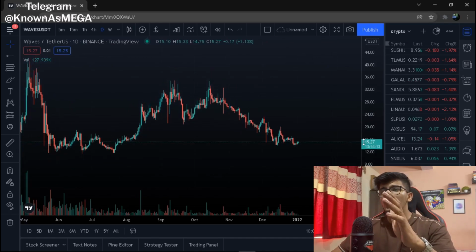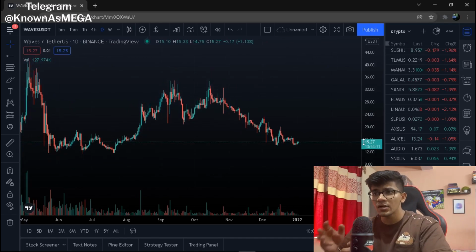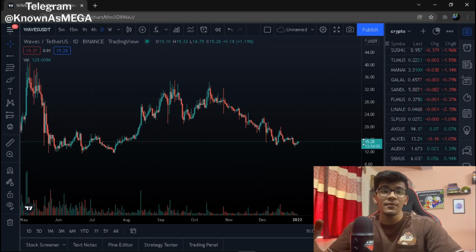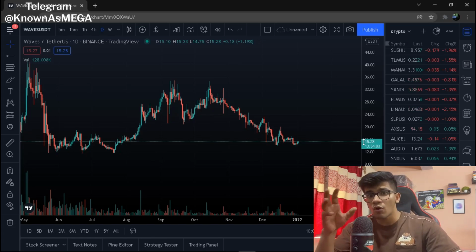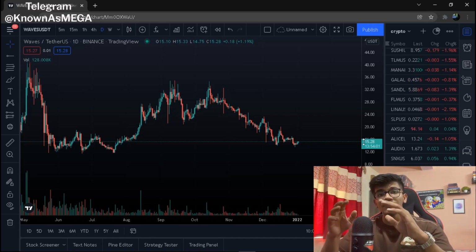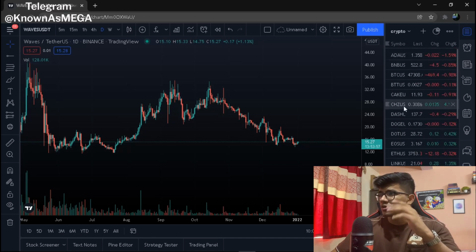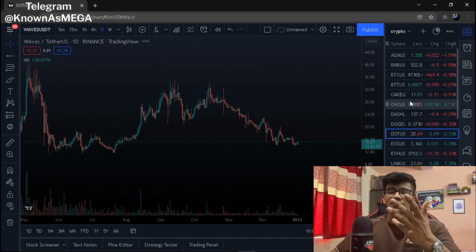Moreover, to make your job simpler, you can search for cryptos that move on their own and don't really follow BTC, because that will make your trading a lot easier. But if you want to trade with confirmation, with confluence, you need to find cryptos that follow BTC. For example, most of the cryptos in my list follow BTC.